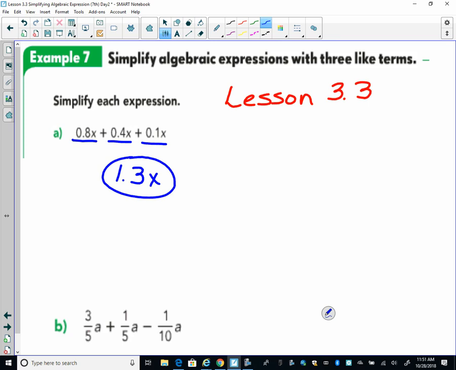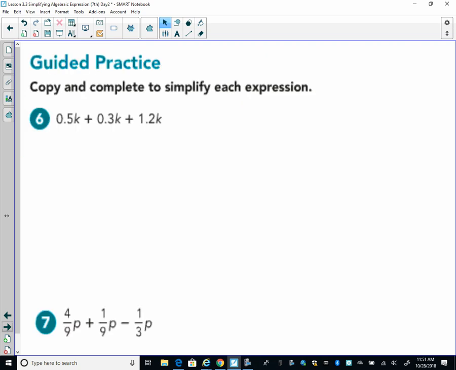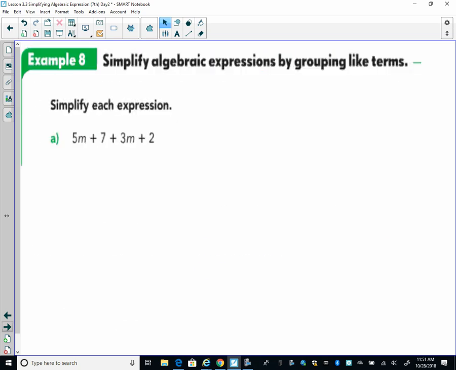Now at this point, this is as far as we can go. We can't solve for x when we have an algebraic expression. So our coefficient is 1 and 3/10, x is our variable. Let's move on and look at another example. Let's skip through a few of these.